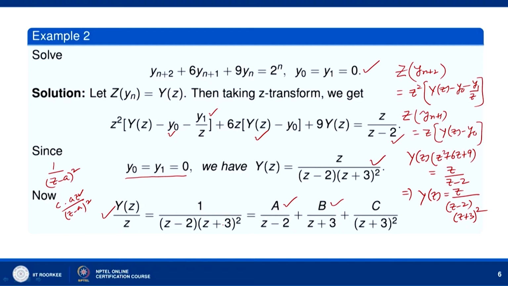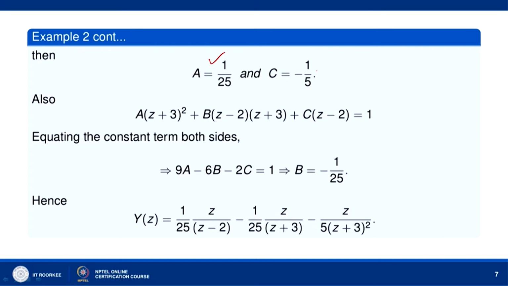The value of C can also be found directly, because the power of z plus 3 is 2 here, and here also the power of z plus 3 is 2. So, remove (z plus 3) whole square from this expression, and in the remaining rational function you put z equal to minus 3. So, C equal to 1 over z minus 2, when you put z equal to minus 3, gives you minus 1 over 5. So, we get the value of C as minus 1 over 5, but we still need the value of B.